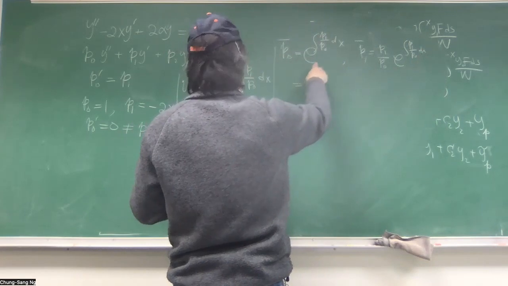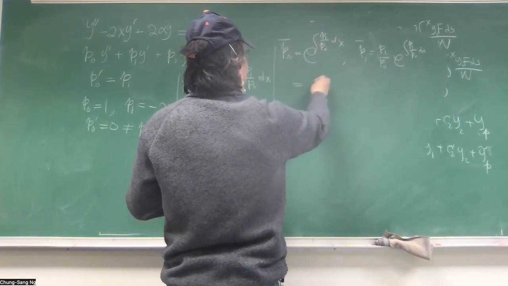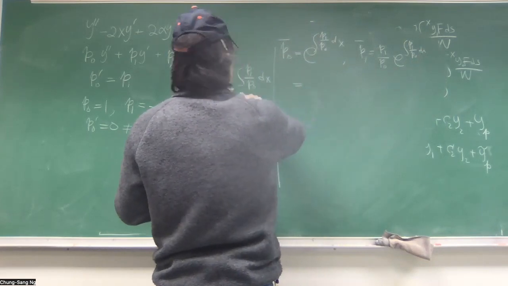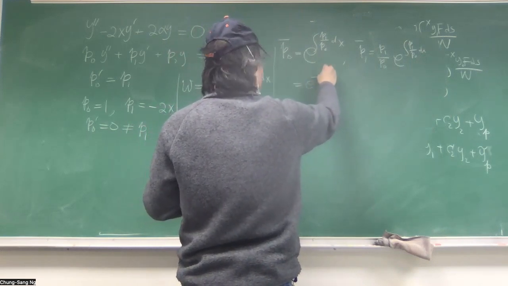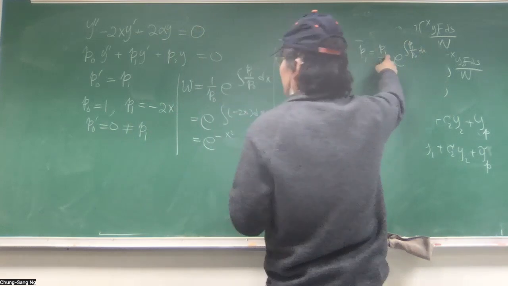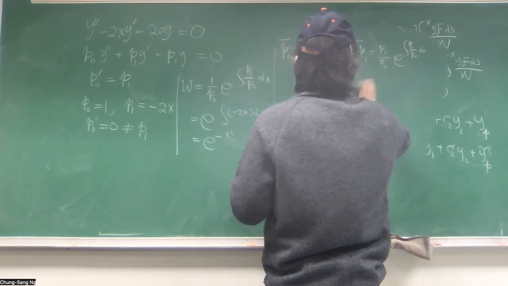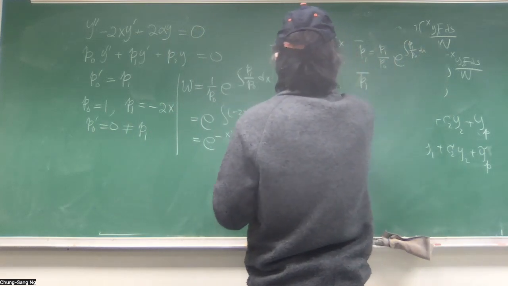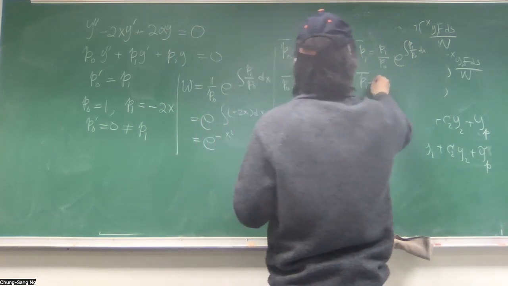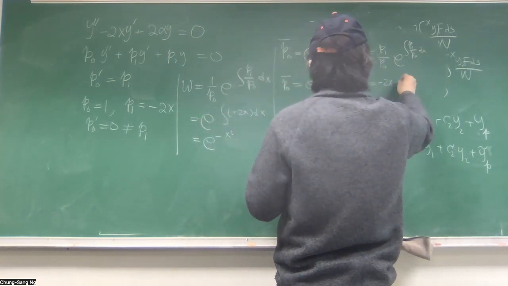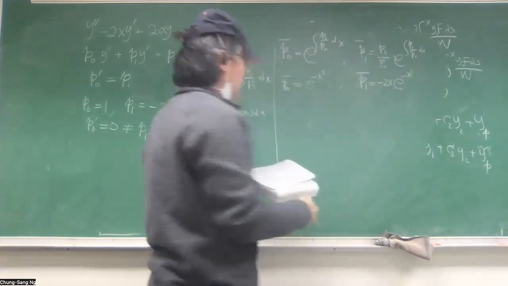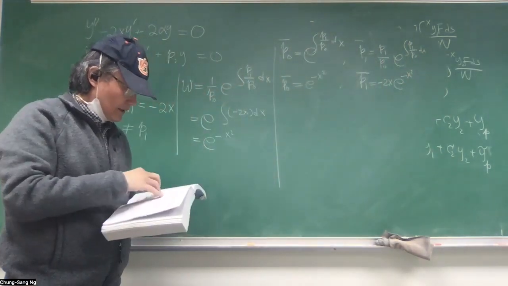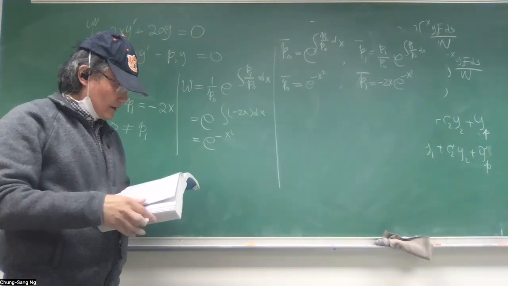For our case, this is the same, right? This is exactly the same here. So this is just easy. And this is one, and P1 bar is easier: minus 2x times e to the minus x squared.